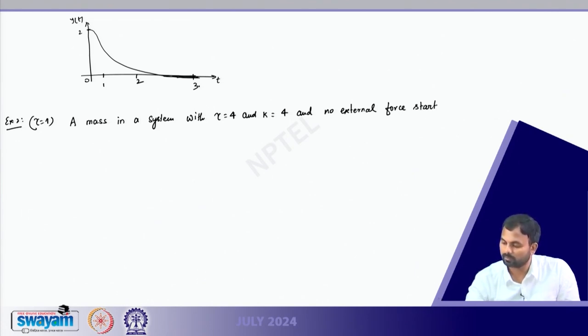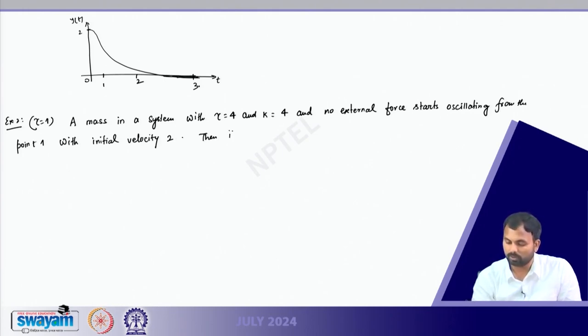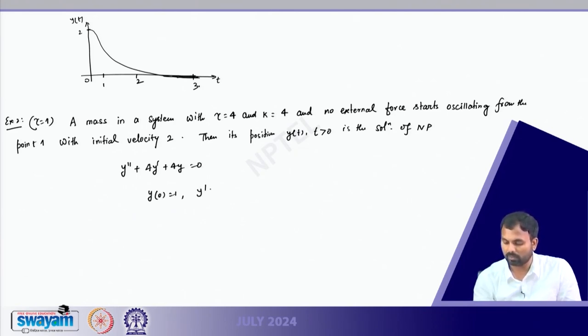It starts oscillating from the point, that means y(0) equals 1, with initial velocity 2. Then its position y(t), where t is positive, is the solution of the initial value problem (IVP): y double dash plus 4 y dash plus 4 y equals 0, with y(0) equals 1 and y dash 0 equals 2.